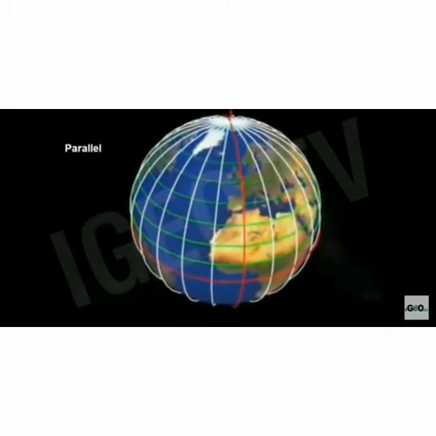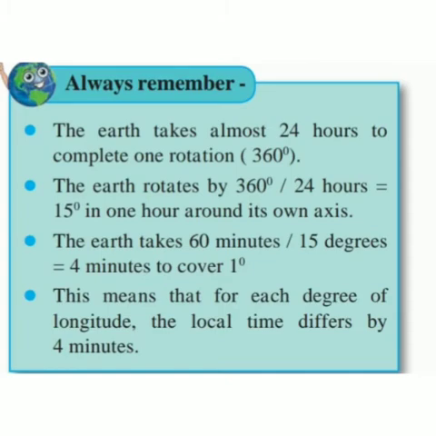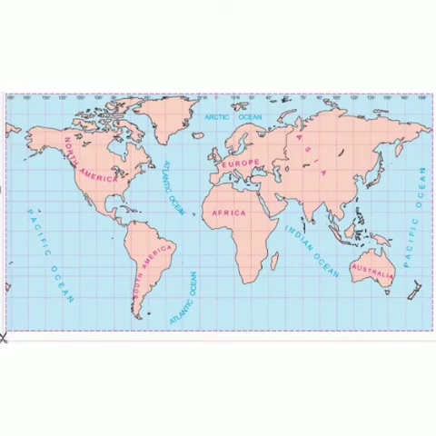Read the given text carefully. The local time is calculated with reference to the time at prime meridian or the 0-degree meridian. It is also known as Greenwich Mean Time. As we move towards the east of the prime meridian, the local time increases by 4 minutes for every longitude.